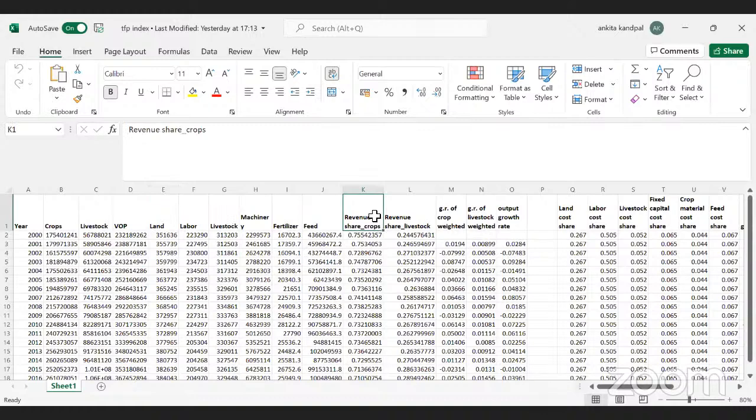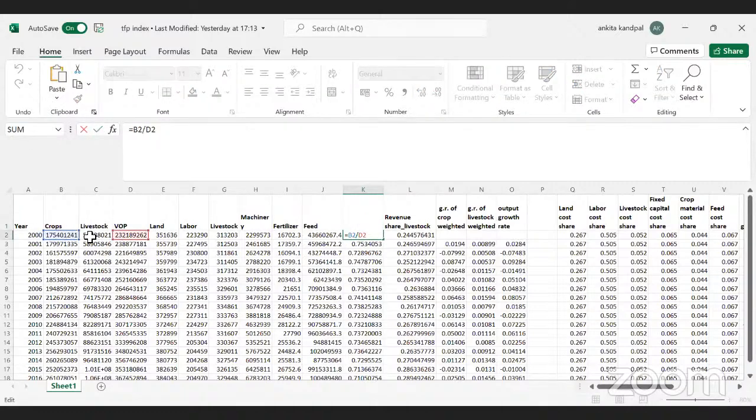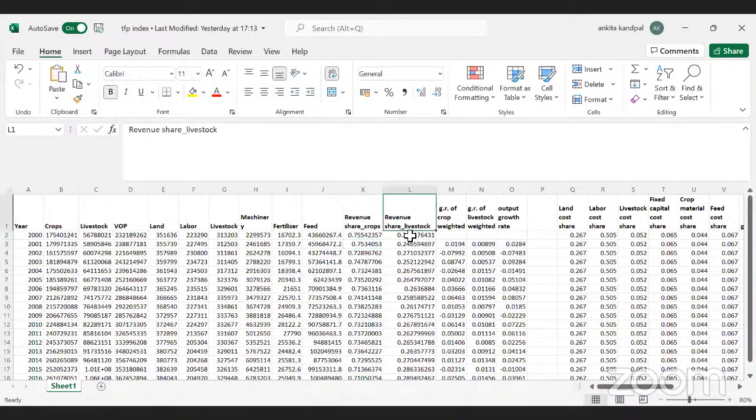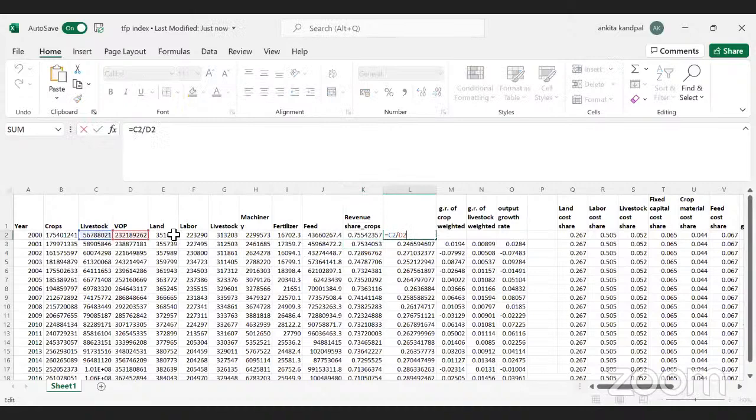Then I have calculated the revenue share, which is the share of crops in the total value of production yearly. Similarly, the revenue share of livestock.